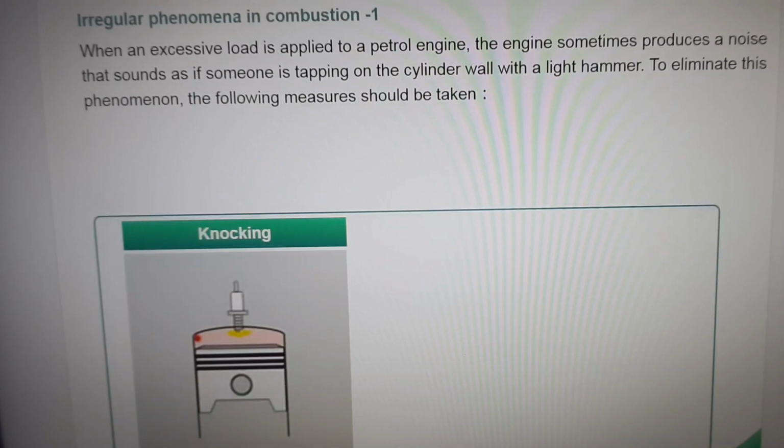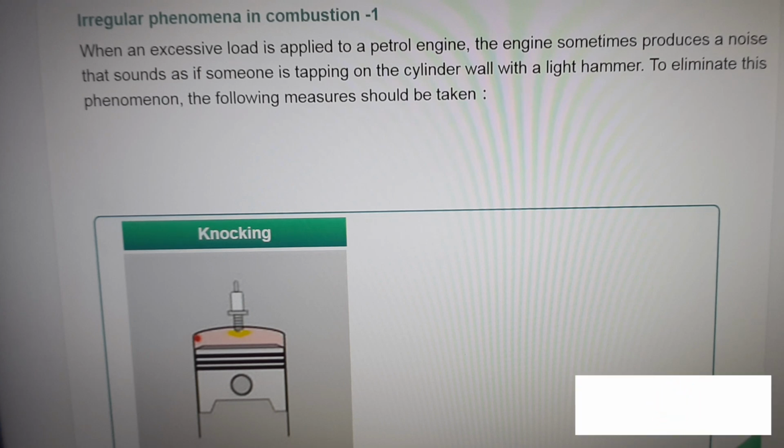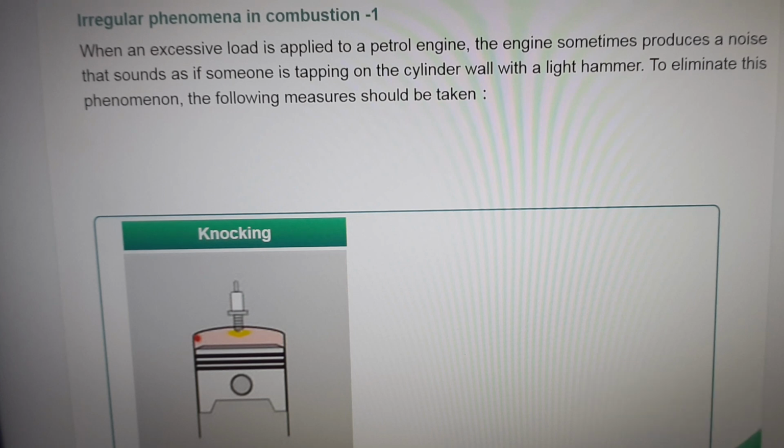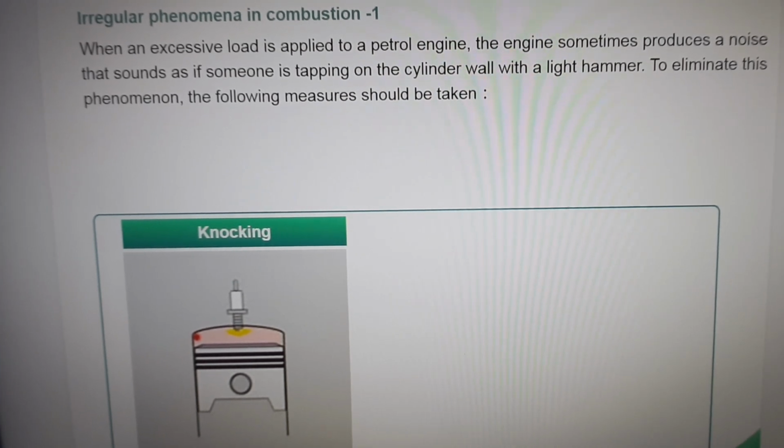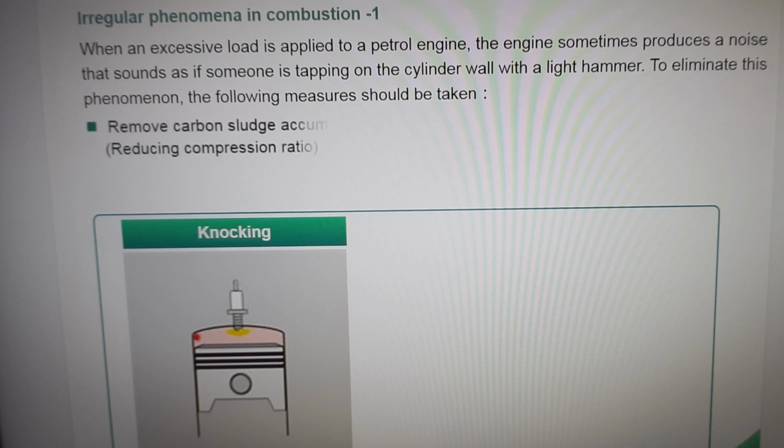Petrol engines will sometimes experience irregular combustion, such as knocking. This is a common phenomenon in irregular combustion. When an excessive load is applied to a petrol engine, the engine sometimes produces a noise that sounds as if someone is tapping on the cylinder wall with a light hammer. To eliminate this phenomenon, the following common measures should be taken.